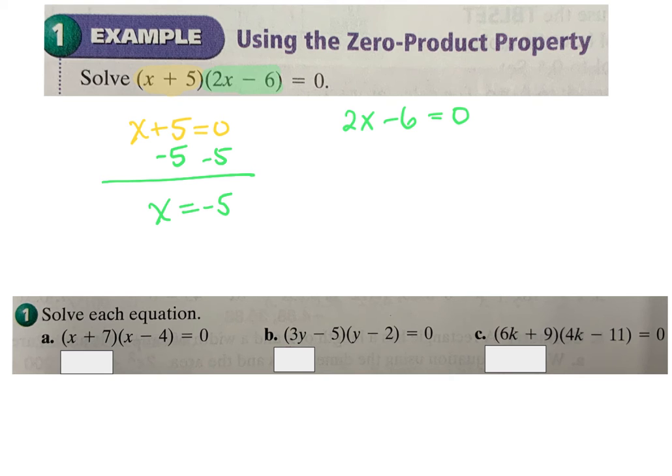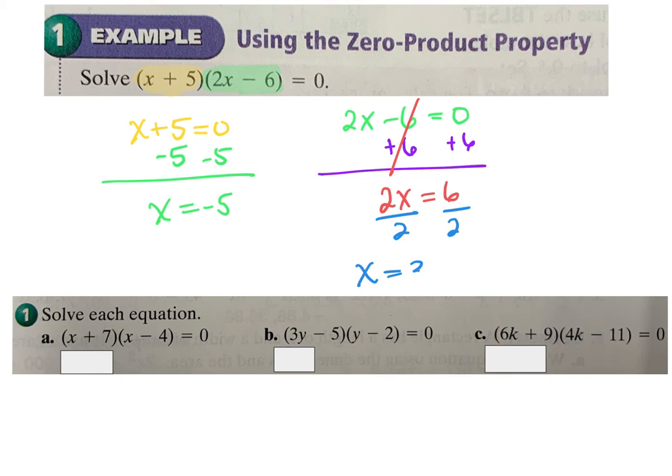And my other option here is the 2x minus 6. So I'm going to solve that one. I'm going to add 6 to both sides, just as if I were solving it originally. 2x equals 6. And then I'm going to divide by 2. x equals 3. So my two options here for this particular problem is that x can equal -5 or +3. And then you plug it in.